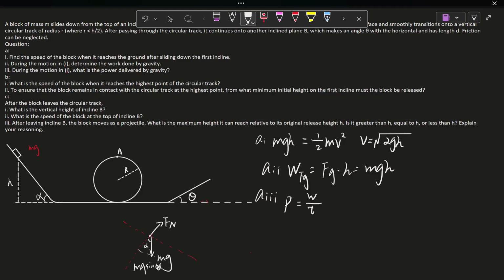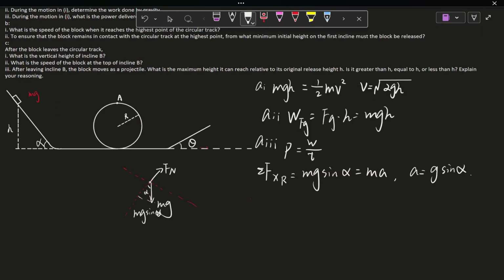After we find the force, let's write the net force equation down. Net force in the x direction relative to the ramp is equal to mg sine alpha, and is equal to ma, from which we get a is equal to g sine alpha. After we find the acceleration, which kinematic formula should we use? We already know the distance it travels. We already know the acceleration. So I would suggest you use x is equal to v naught t plus 1/2 at squared.